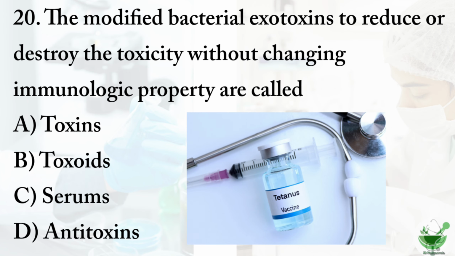Then question number 20. The modified bacterial exotoxins to reduce or destroy the toxicity without changing immunologic property are called option A, toxins. Option B, toxoids. Option C, serums. Option D, antitoxins. The correct option is option B, toxoids. A toxoid is an inactivated toxin whose toxicity has been suppressed either by chemical or heat treatment.